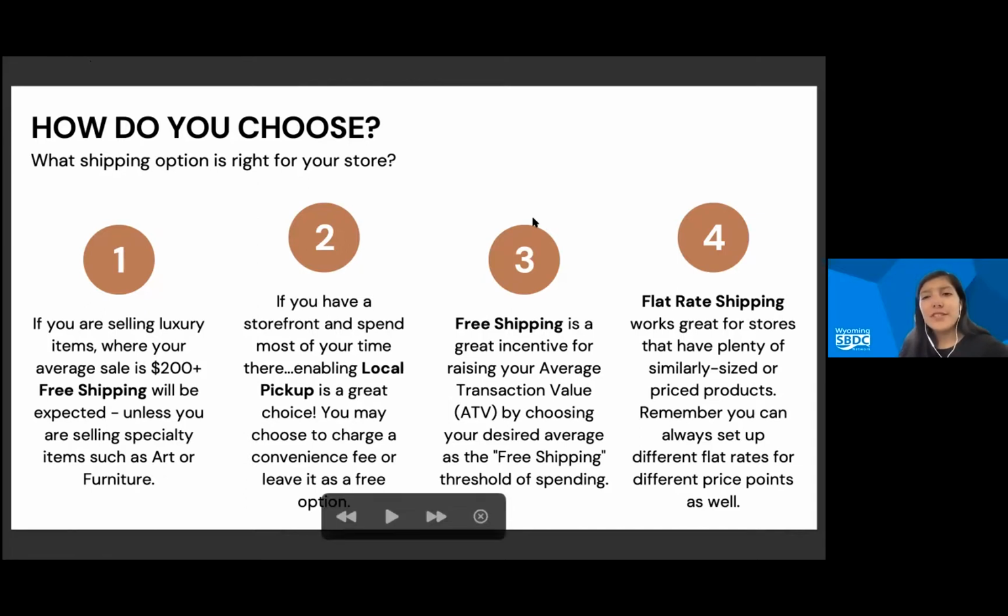And for the final scenario, just with flat rate shipping, I think that works really well for stores that have very similar items where everything is kind of priced the same, the sizing is the same.